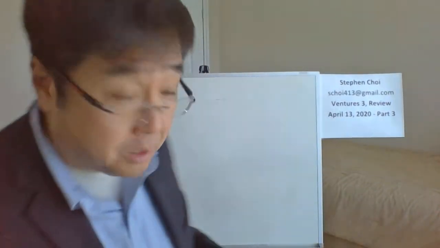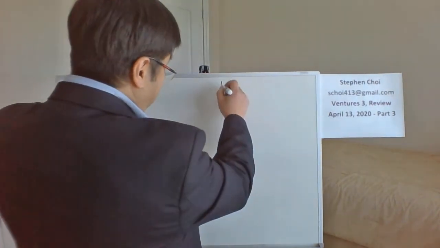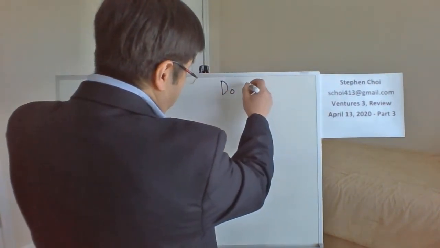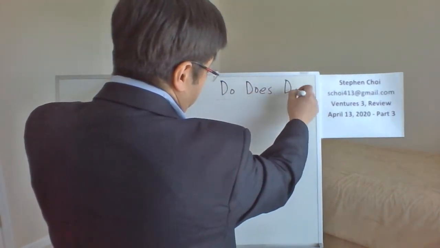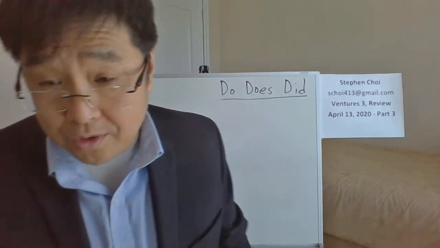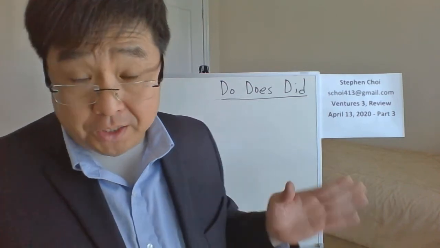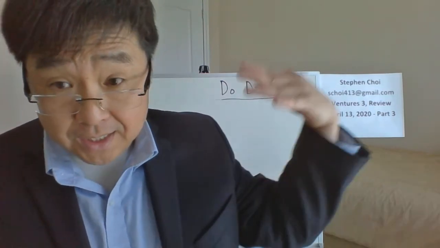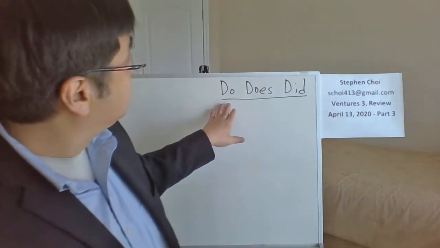I want to talk about something a little bit different, something that you probably don't hear too much about in an ESL class. I want to talk about do. That's an irregular verb, as you know. What is it? Do, did, done, right? I'm going to talk about these three forms.